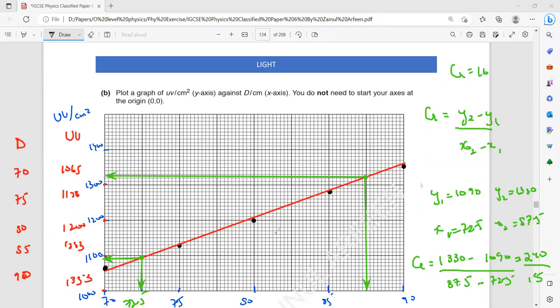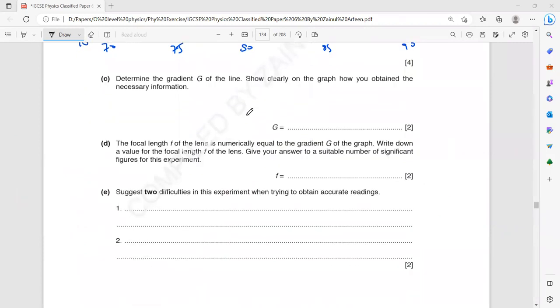When you're finding the gradient, you have to show all this on your graph. You have to represent the position of y1 and y2. These lines which I draw here for y1 and y2, you have to show these lines on the graph. So the value of the gradient is equal to 16.